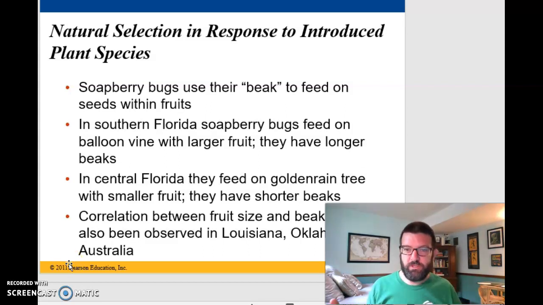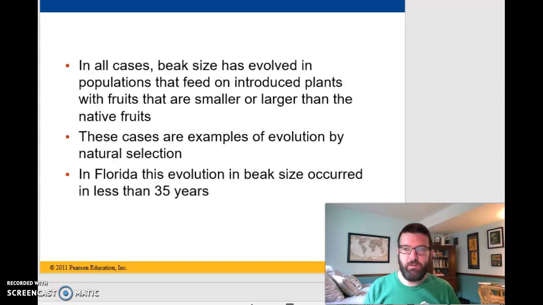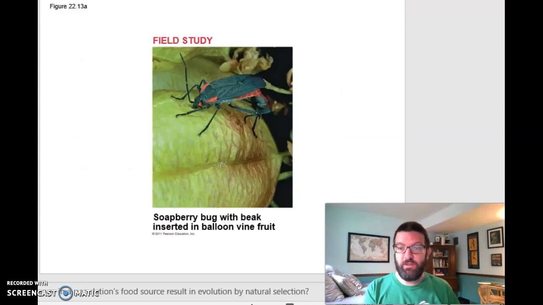There's been a similar correlation between fruit size and beak length observed in other places where you find soapberry bugs as well. And there have been cases in a number of different places, including Florida, where when introduced plants pop up, the population evolves in response to the new plants. So in Florida, in less than 35 years, we've begun to see a change in the average beak size of soapberry bugs. This, by the way, is a look at a soapberry bug, and this is a balloon vine fruit with the big, thick fruit.